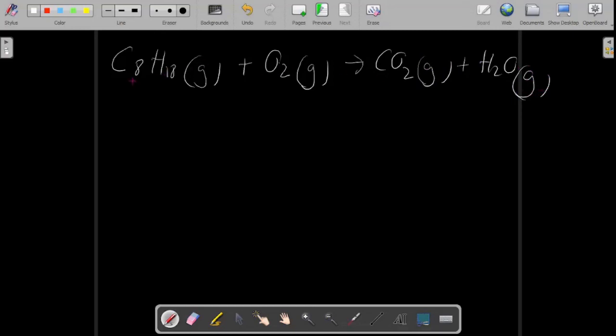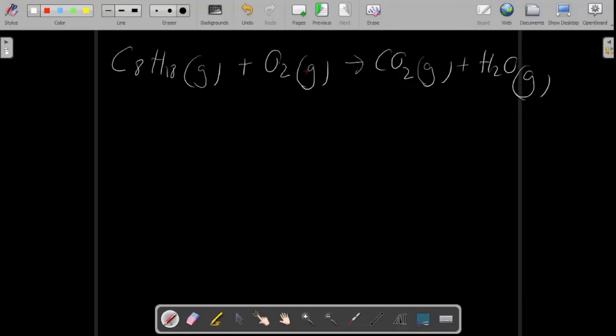It's a big explosion, so it's so hot that it will be in the gas state just because of the amount of energy that's being released. I wrote this. I know it's not balanced. So the first thing I need to do is to balance this equation.